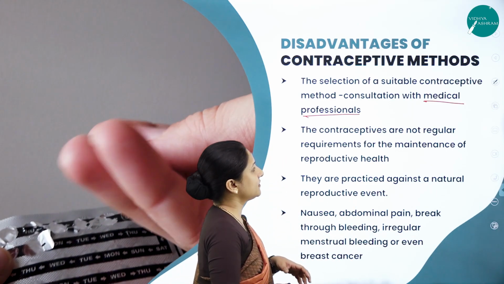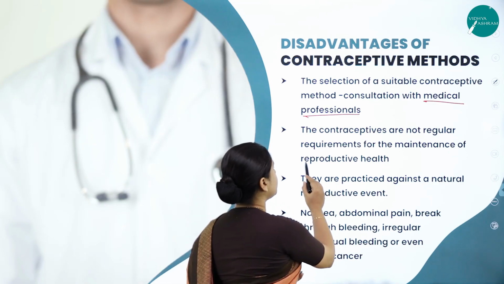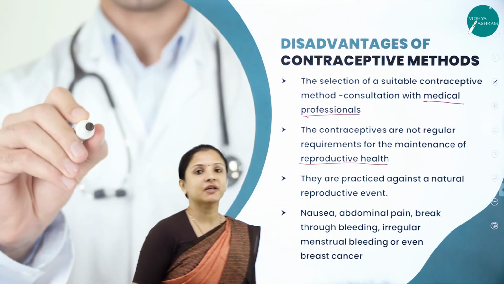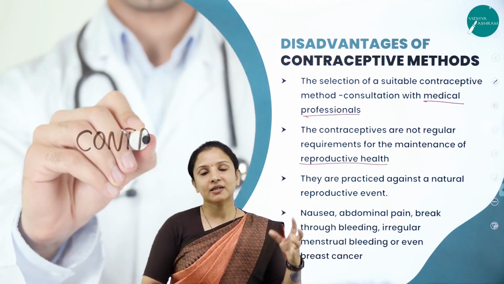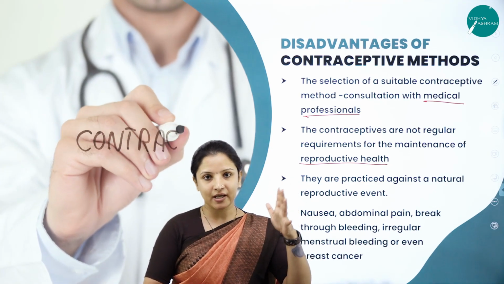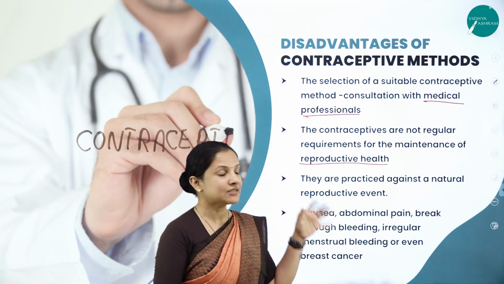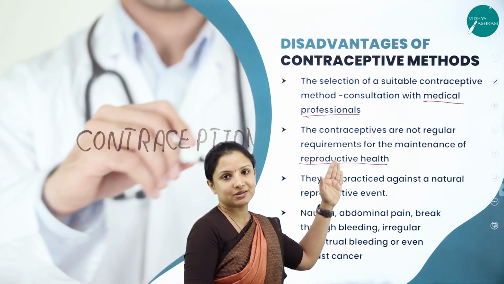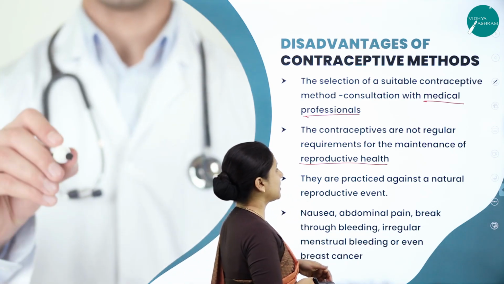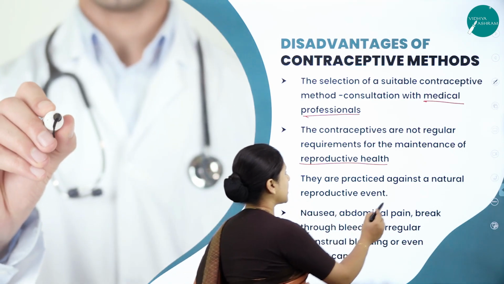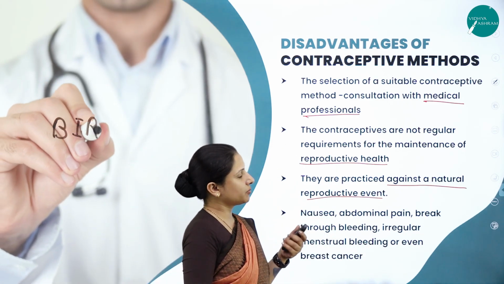And contraceptives are not regular requirements for the maintenance of reproductive health, because contraceptives can be used only to prevent the fertilization of the egg by the sperm to avoid pregnancy. But some sexually transmitted diseases cannot be avoided by using these contraceptive methods. And contraceptive methods are practiced against a natural reproductive event.